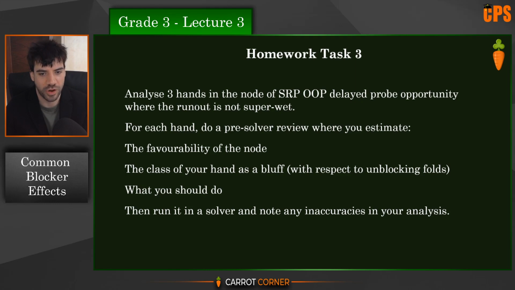Jot down the class of your hand as a bluff with respect to its Y factor, its propensity to unblock folds. Is it Y+1, Y-1, or Y? If you want, you can even add +2 and -2 if you want to make the scale bigger. And what should you do? Should you bluff, mix, or check? Then run it in the solver and note any inaccuracies in your analysis. Jot down some areas in which you can improve. Have fun with this task, and I'll see you back here for lecture 4.